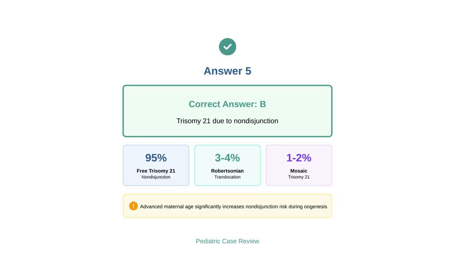Approximately 95% of Down syndrome cases result from free trisomy 21 due to meiotic non-disjunction, creating 3 copies of chromosome 21. Robertsonian translocation accounts for 3 to 4%, while mosaic trisomy affects 1 to 2%. Advanced maternal age significantly increases non-disjunction risk during oogenesis.